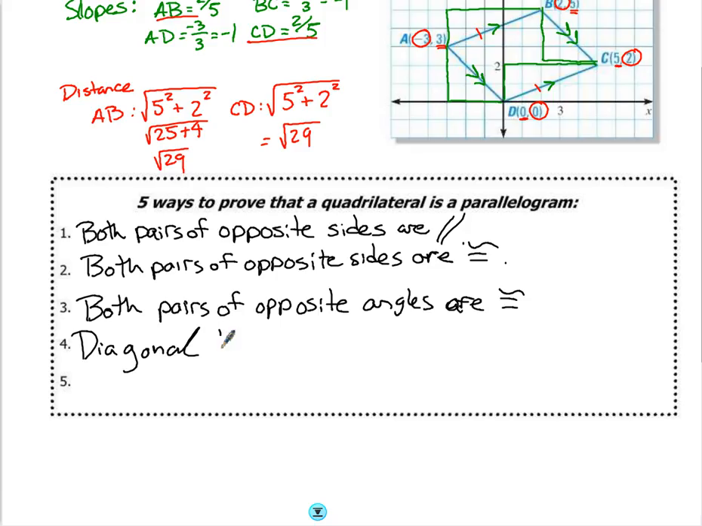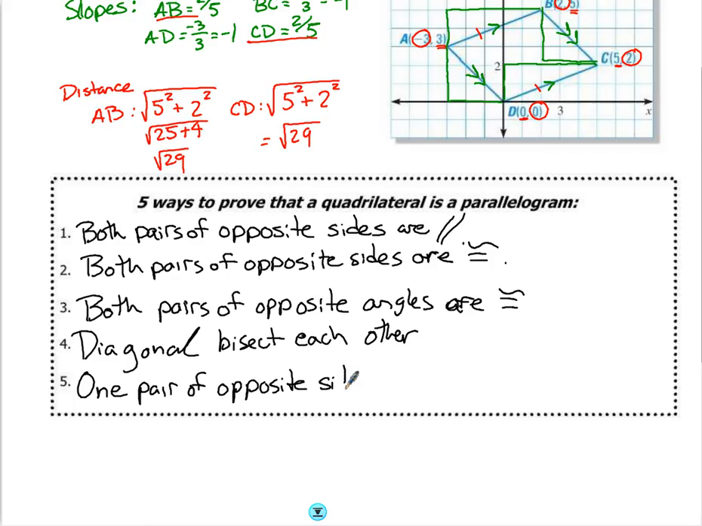And last but not least, if one pair of opposite sides are both parallel and congruent, then I know that quadrilateral is a parallelogram. So that kind of just recaps 8.3 and gives you a little insight on how to prove parallelograms.